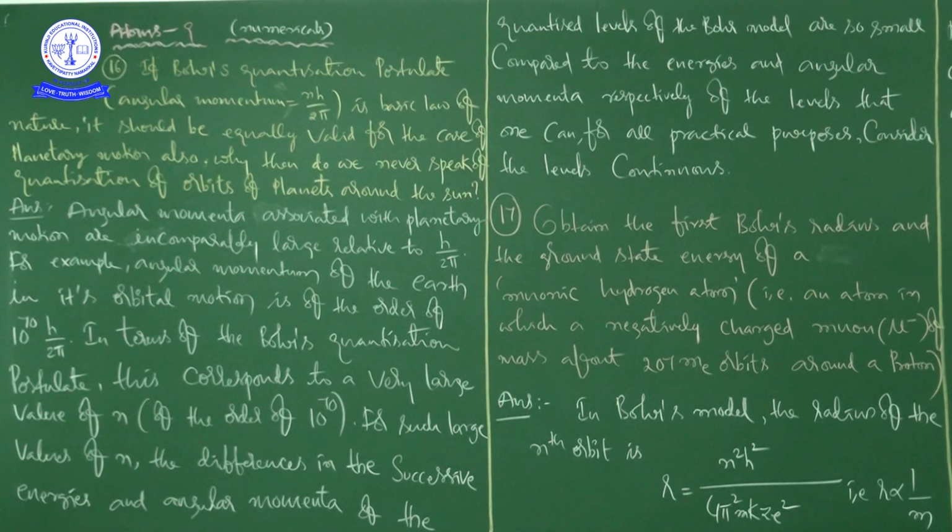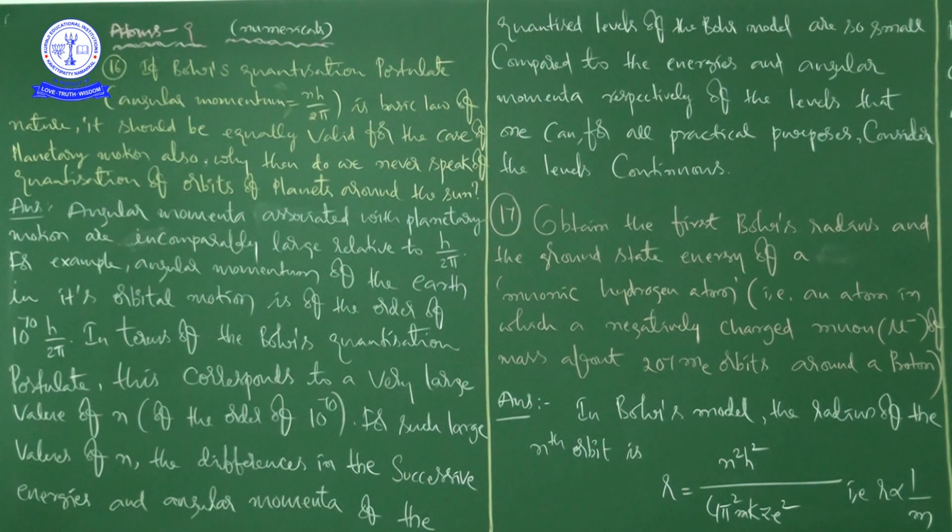This corresponds to a very large value of n, that is of the order of 10 to the power of 70. Right? For such large values of n, the differences in the successive energies and angular momenta of the quantized levels of the Bohr model are so small compared to the energies and angular momenta respectively of the levels that one can for all practical purposes consider the levels continuous.